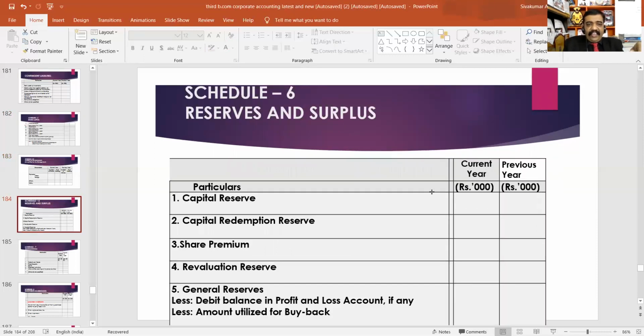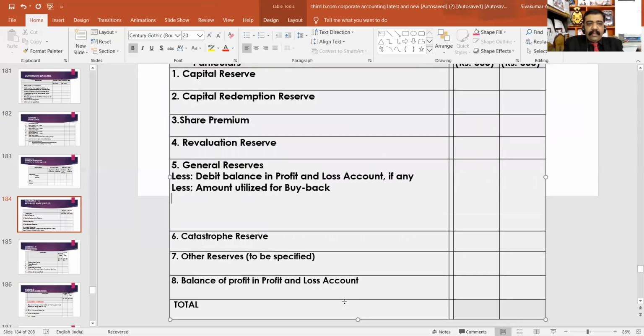Now Schedule 6, that is reserves and surplus. Under the heading reserves and surplus, you have to include capital reserve, capital redemption reserve, share premium, revaluation reserve, and general reserve. From general reserve, you have to deduct debit balance in profit and loss account and amount utilized for buyback. Then you have to show catastrophe reserve, other reserves, and balance of profit and loss account, which is to be included in Schedule 6. Now Schedule 6 is over.